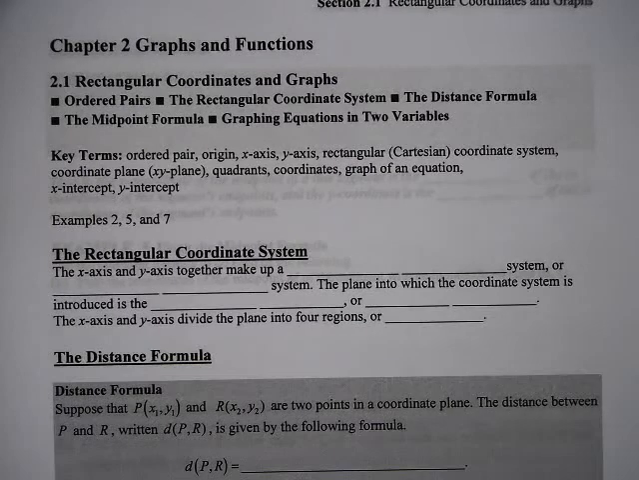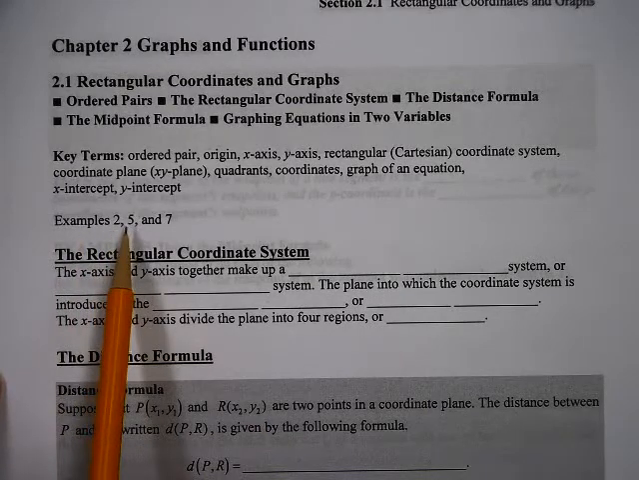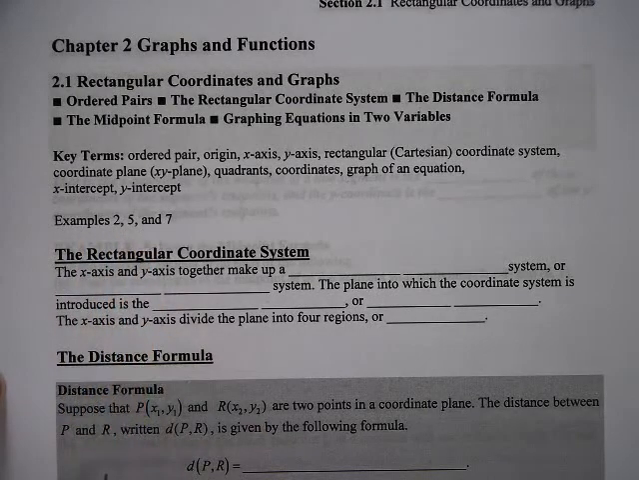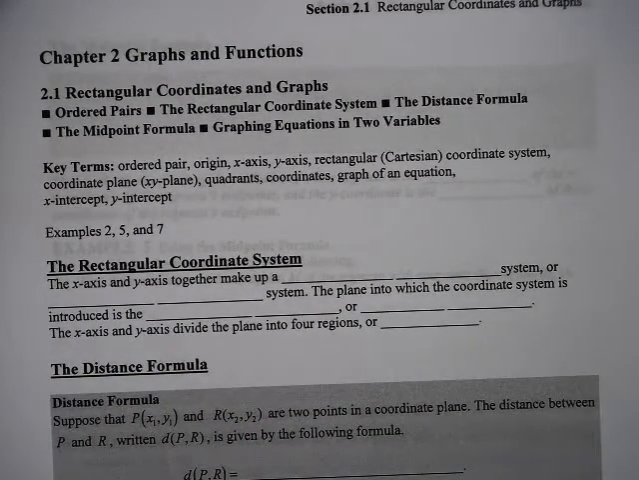Okay, we are going to go over section 2.1, rectangular coordinates and graphs. If you look at your paper, you will see that we are only going to cover examples 2, 5, and 7. Let's look at these blanks here that we need to fill in, and you can follow along with me in your ebook if you would like. The x-axis and y-axis together make up a rectangular coordinate system.